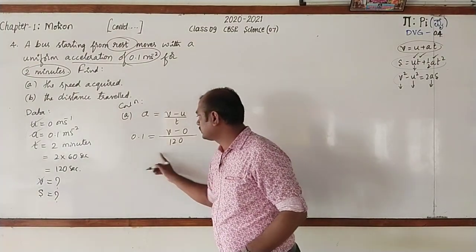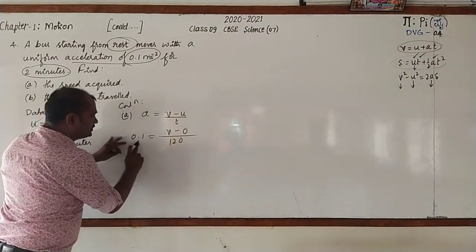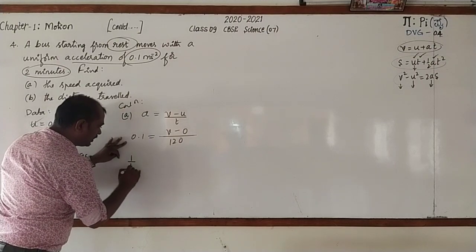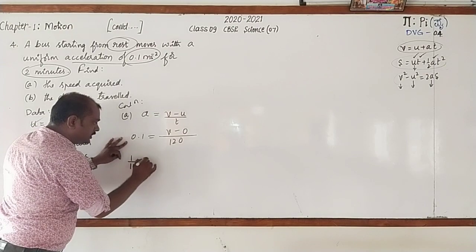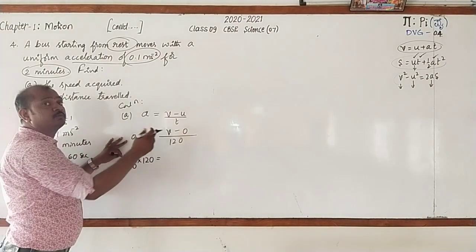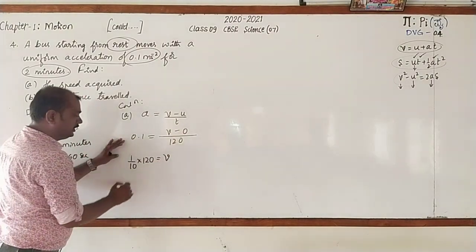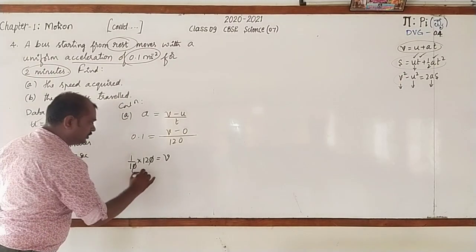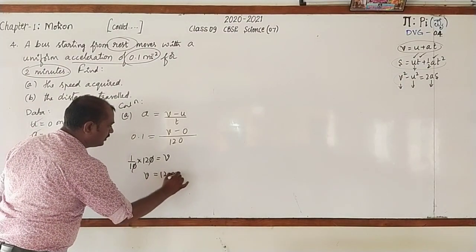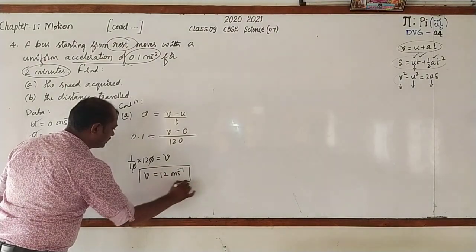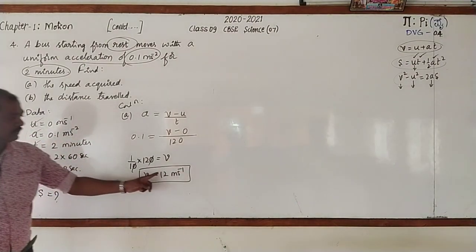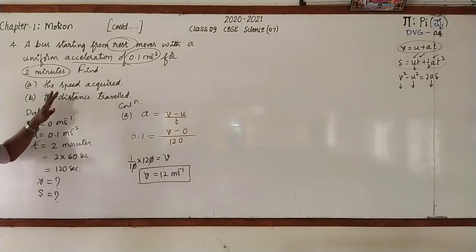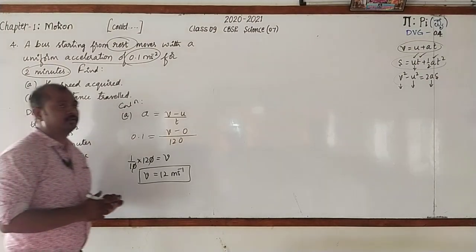Now, go for cross multiplying. 0.1 can be written as 1 by 10 into cross multiply. It is 120. What is V minus 0? It is V. Now 0, 0 get cancelled. V equal to 12 meter per second. That is, in 2 minutes, it has acquired a speed of 12 meter per second. Got it?